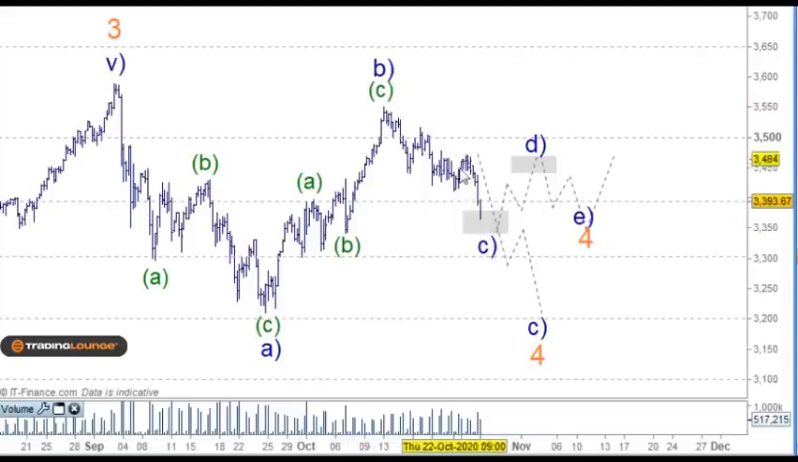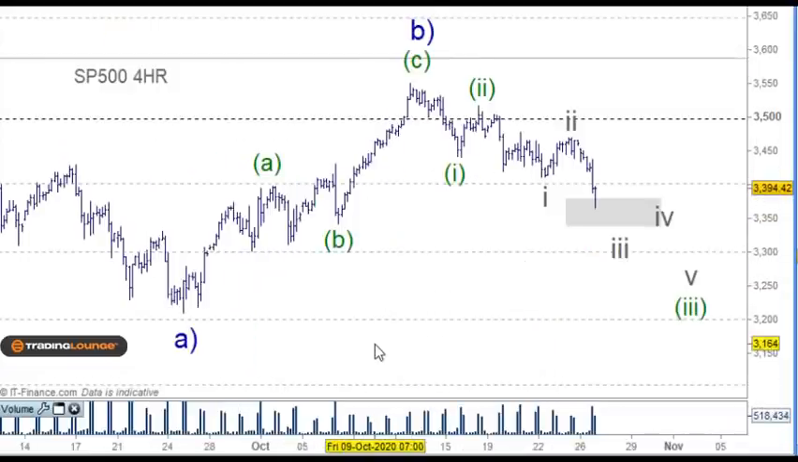So we would need to look at this as a corrective move down here for wave C, and then a move up here to the 61.8% as wave D, and then the wave E here, and then pushing up from that point there. I don't think that's the case. It's more likely that we've got this scenario here. So let's just go in and have a closer look at that.